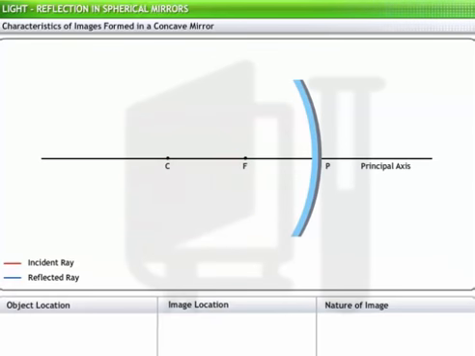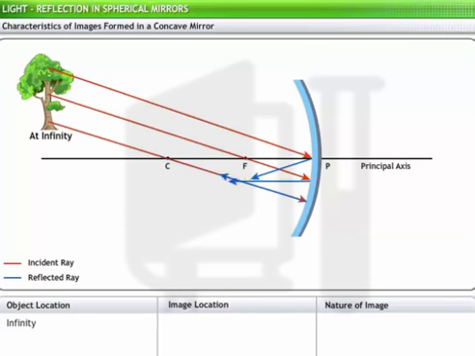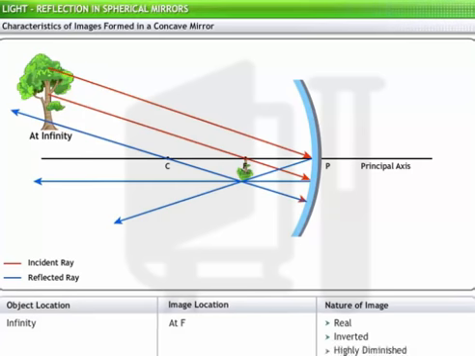Unlike a convex mirror, the nature and size of the image in a concave mirror depends on the relative position of the object from the mirror. Let us examine the characteristics of the image of an object at different points in front of the mirror. When the object is at an infinite distance, the image is formed at the principal focus F. This image is real, inverted and highly diminished in size.